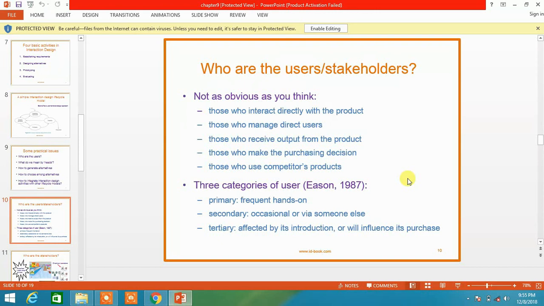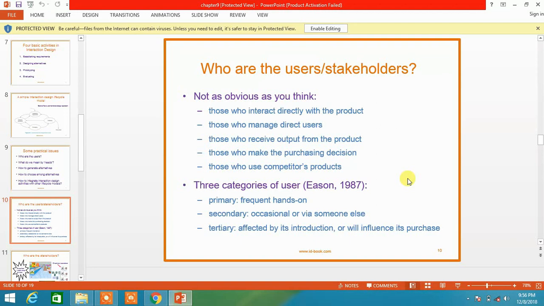First of all, we discuss who are the users and stakeholders. Not as obvious as you think. Those who interact directly with the product, those who manage direct users, those who receive output from the product, those who make the purchasing decision, those who use the competitor's product.